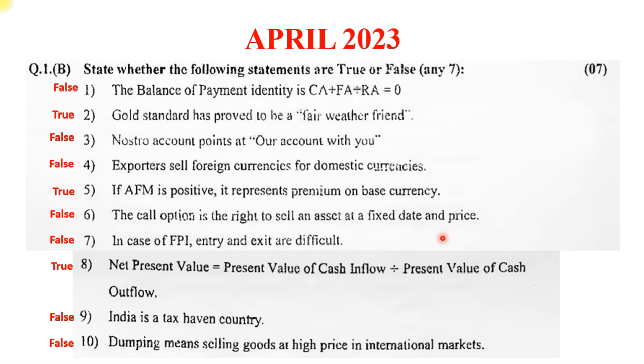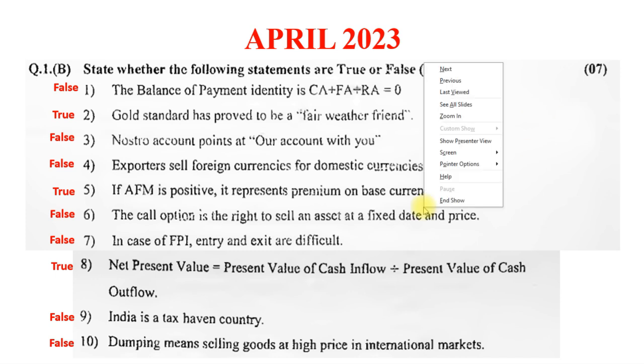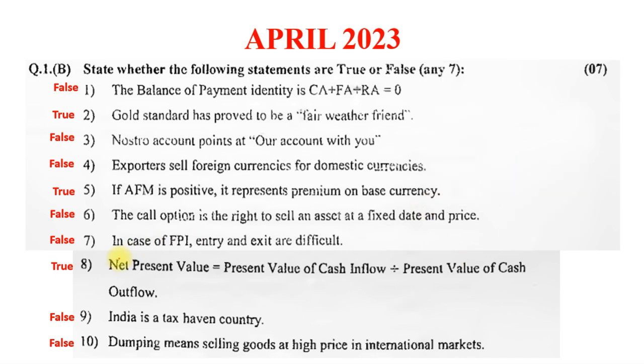In AFM, if AFM is positive, it represents premium is true. The call option is the right to sell an asset at a fixed price is false. In case of FPI, entry and exit are difficult is false. The net present value is equal to present value of cash inflow divided by present value of cash outflow. Okay, this is false.